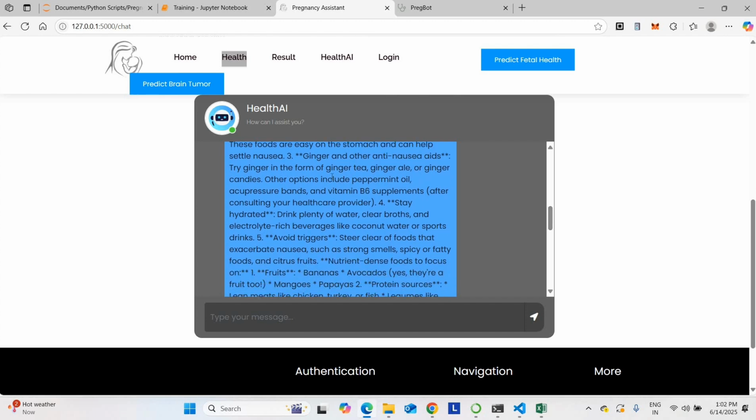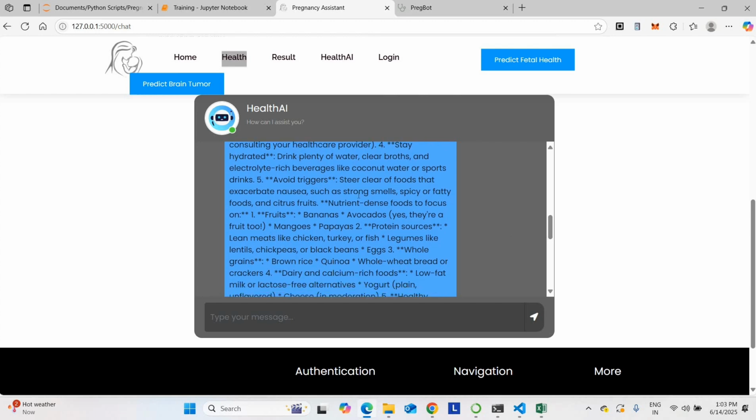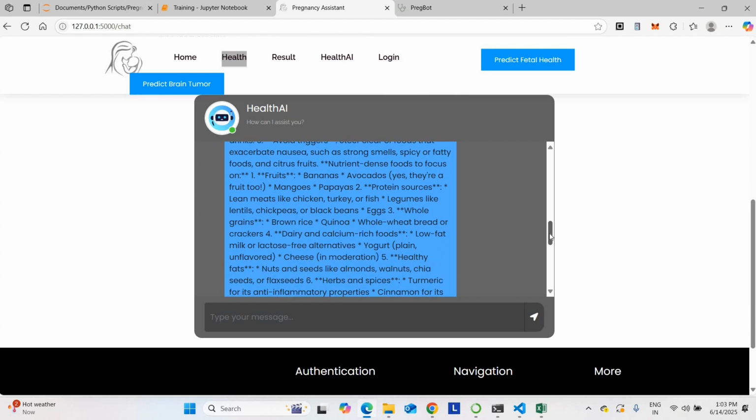Also, if you are very sensitive to ginger, you can go for peppermint oil also. Then take vitamin B6 supplements. You should consult with your doctor before taking the supplements. Then fourth, stay hydrated. Drink plenty of water. Clear fluids and electrolyte-rich beverages you should take. You can take coconut water also. Avoid triggers. You should not smell any spicy content which will trigger your vomiting sensation. Avoid citrus food and that.